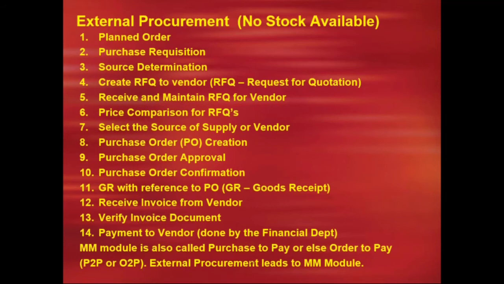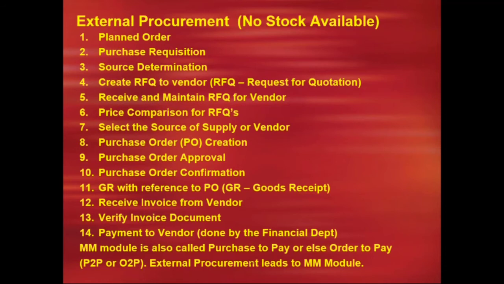Then confirmation of the purchase order takes place, that is acknowledgement. Once we receive the material from the vendor, we create a GR with reference to the purchase order; GR stands for goods receipt. It confirms that we have received the stock of the material. Then a sample of the stock is sent to the quality department. They will check the quality of the material. Then finally the stock is placed in the warehouse, in the stores.